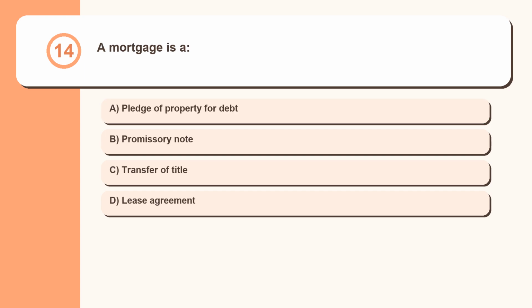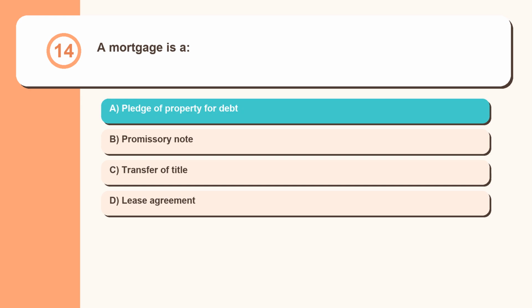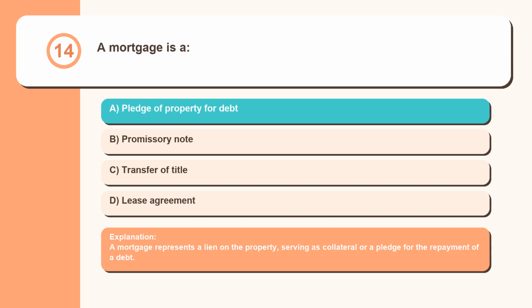Question 14. A mortgage is a pledge of property for debt, promissory note, transfer of title, lease agreement. A mortgage represents a lien on the property, serving as collateral or a pledge for the repayment of a debt.